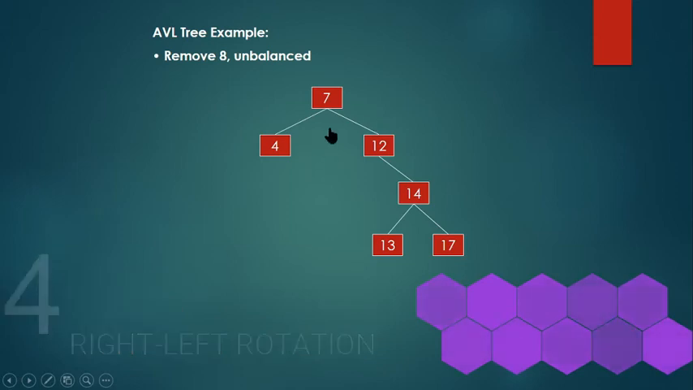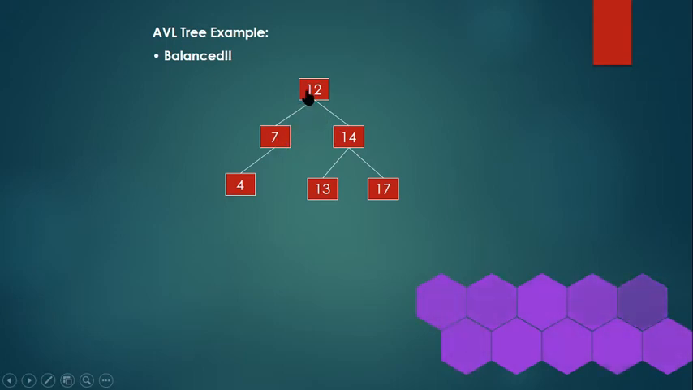Now go for left rotation. So 7 comes down, 12 goes up. Now you can check it is a balanced tree. So this is how we have to insert or remove any element in an AVL tree.